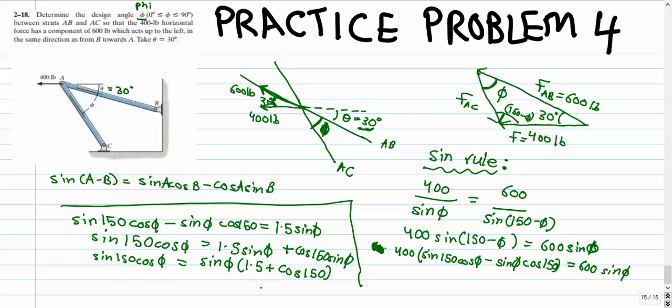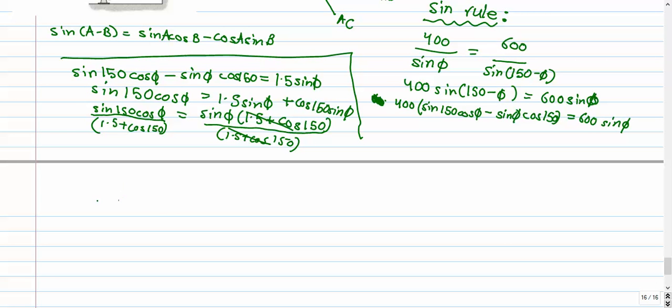Alright, now divide 1.5 plus cos of 150 on both sides. Cancel these two. And so what we end up with is, we'll just use the page below. So what we end up with is sine of phi should be equal to sine of 150 cos of phi divided by 1.5 plus cos of 150.